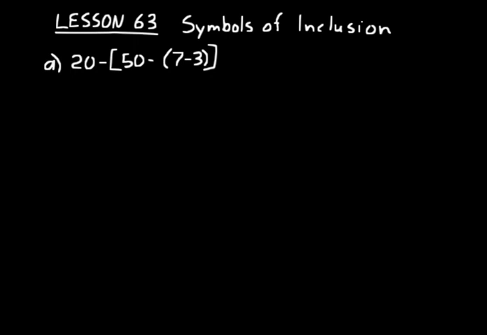Symbols of inclusion are all just like parentheses. What we have there, you can see some braces, or actually the ones with the square corners, those are usually called brackets. Braces look like this. And then we have our typical parentheses, which are just curved. We use those brackets, braces, and parentheses to include a specific group of numbers.